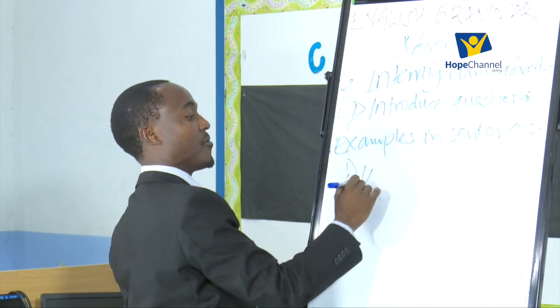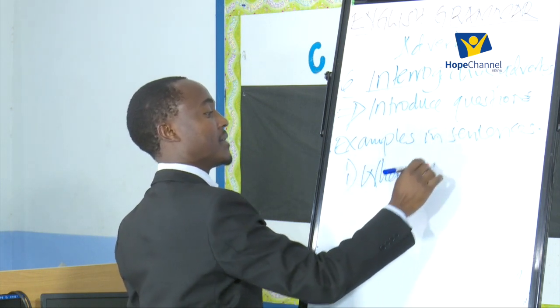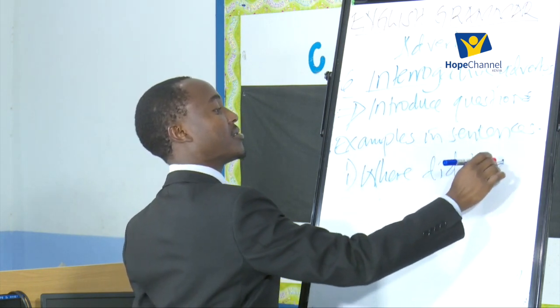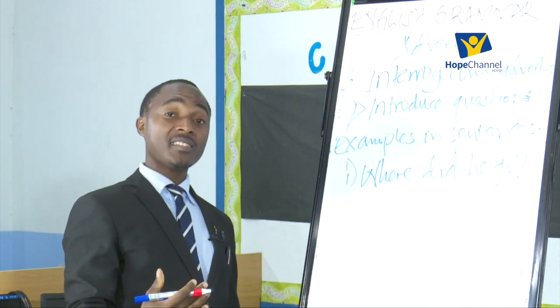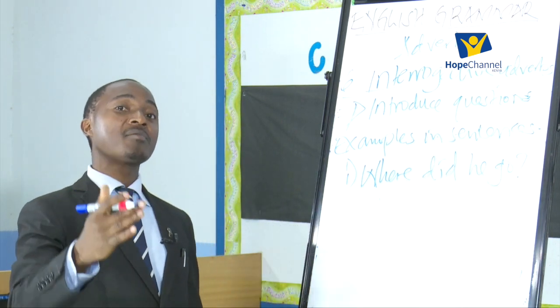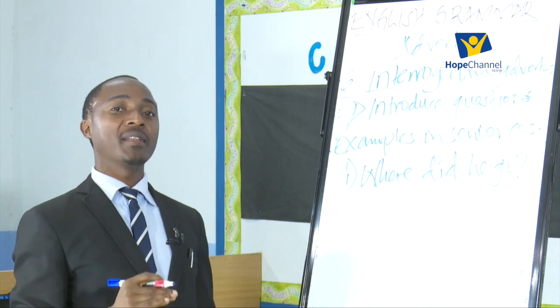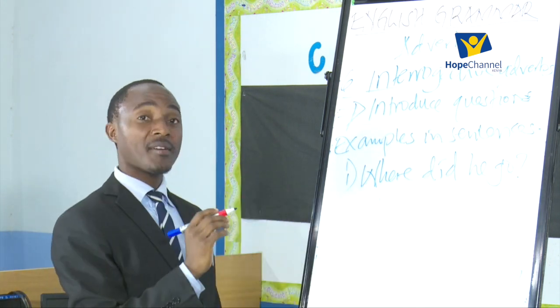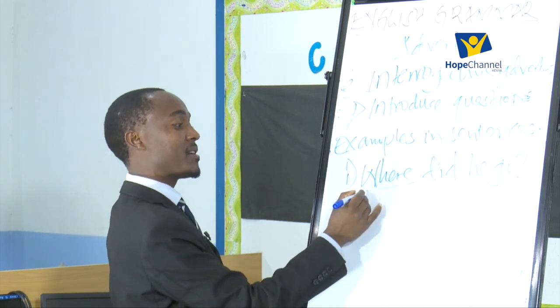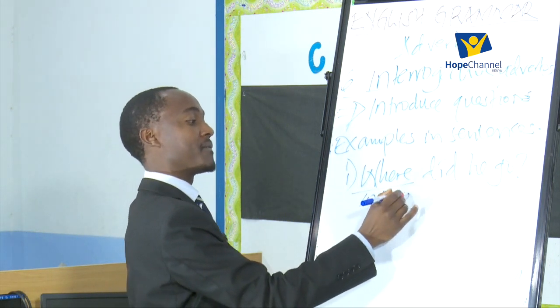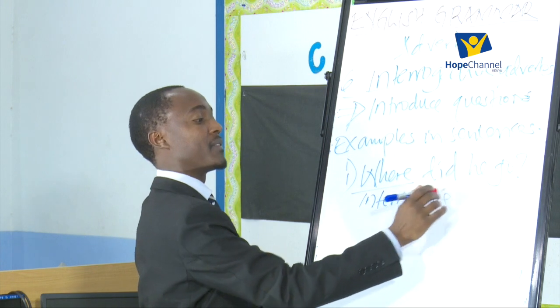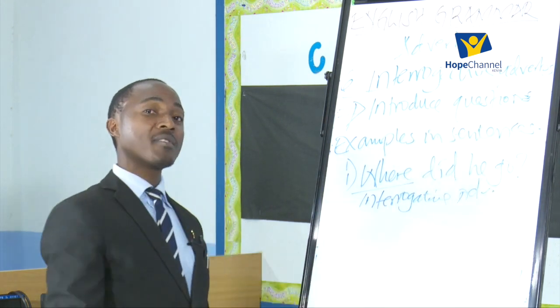One, for example: Where did he go? Now this is asking a question. So the answer will give us now an adverb of place. But before we get the adverb of place, we have the question, where did he go? So we have where as our interrogative adverb. So that's how we identify.